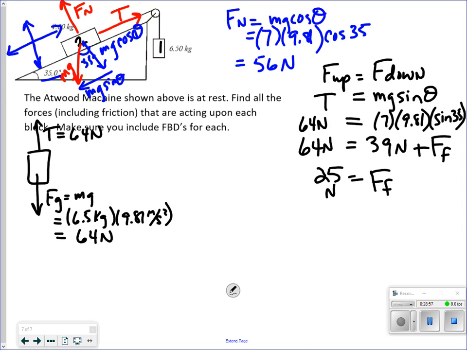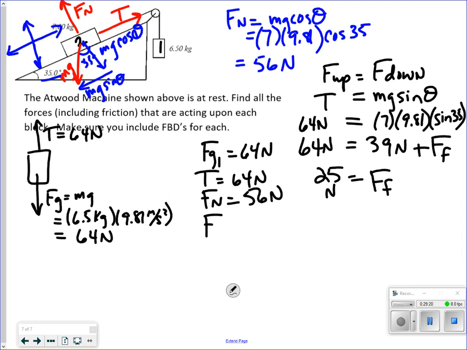All right, so hopefully all of that makes sense. Let me write these down. So Fg for number 1, that was 64 newtons. The tension in the rope is 64 newtons. The normal force worked out to be 56 newtons. And the force of friction, those are the biggies, 25 newtons.